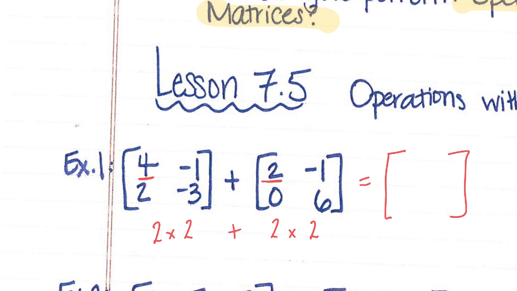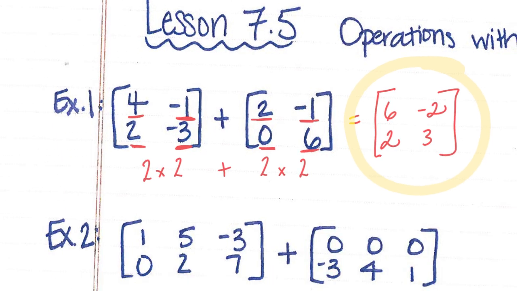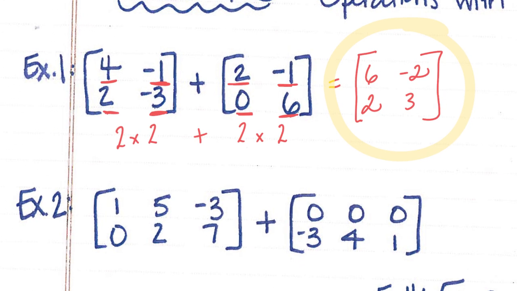4 plus 2 is 6. Negative 1 is negative 2. 2 plus 0 is 2. Negative 3 and 6 is 3. So this is our answer for our 2 by 2 plus the other 2 by 2. Now be aware, because you know that curriculum is going to give you some that don't add up. No pun intended. All right, example 2.